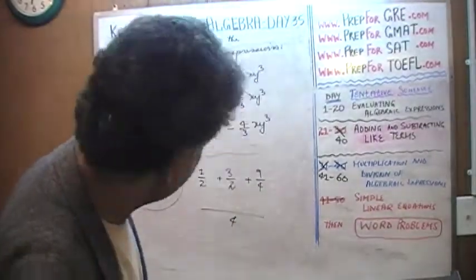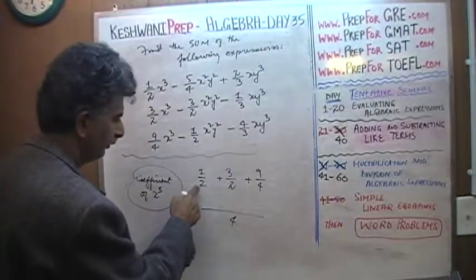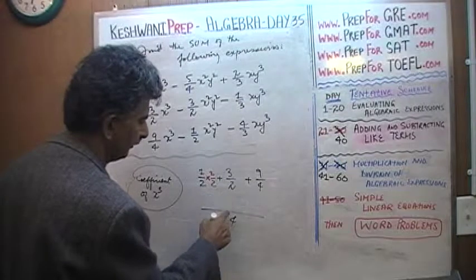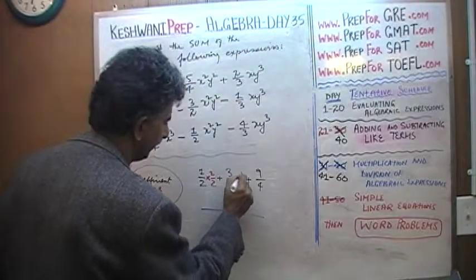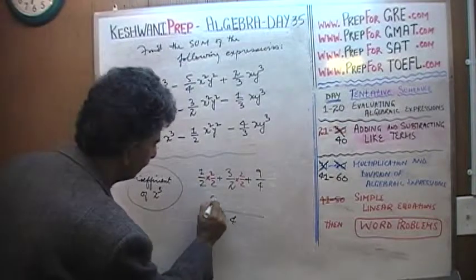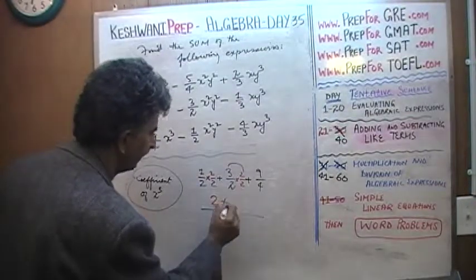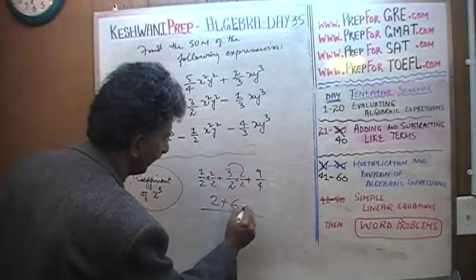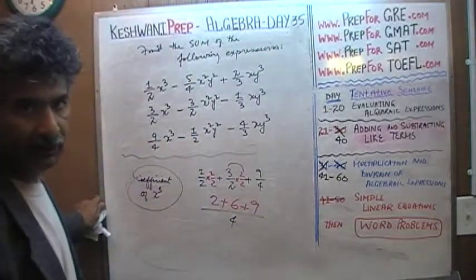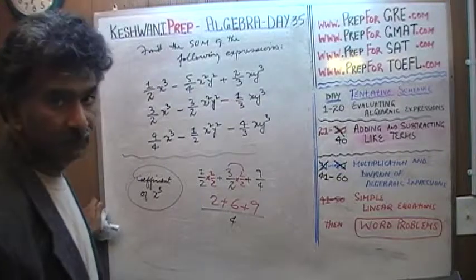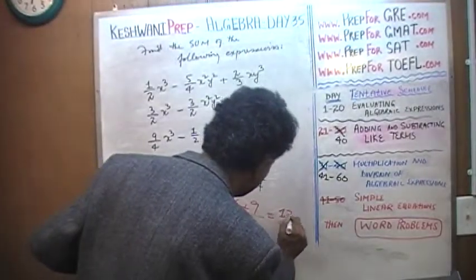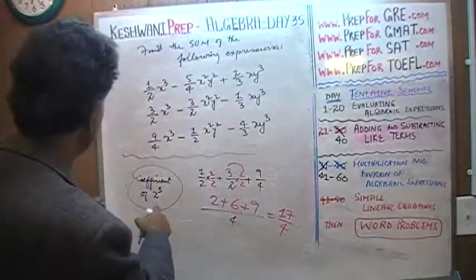How do we convert this 2 into a 4? Multiply top and bottom by 2. Now everything is over 4. 1 times 2 is 2. 3 times 2 is 6. And then a 9. So we have 2 plus 6, which is 8. 8 plus 9, well, we know 8 plus 8 is 16, so 8 plus 9 must be 17. 17/4, that's the coefficient of x cubed.